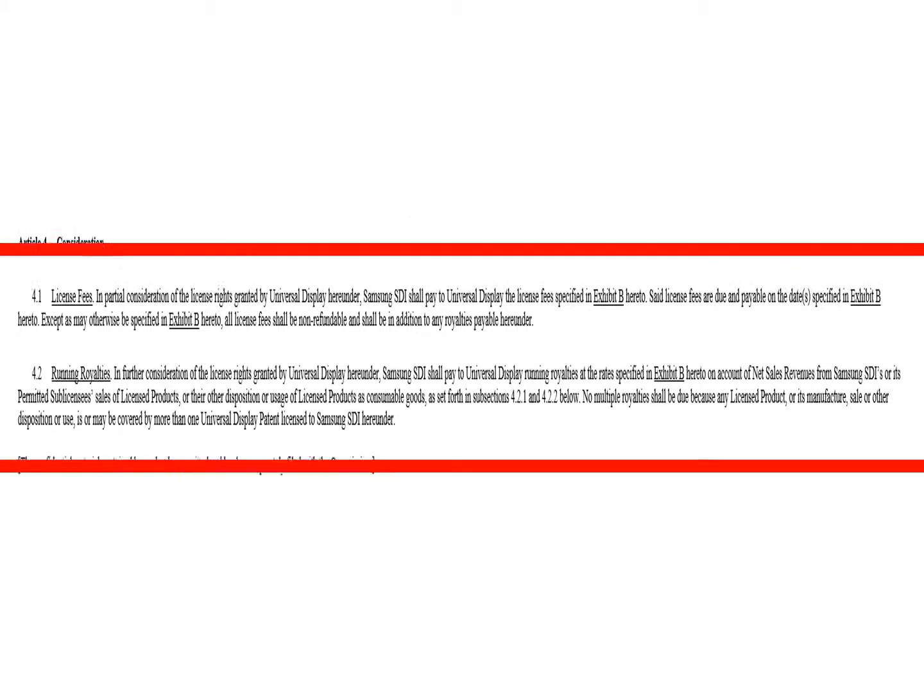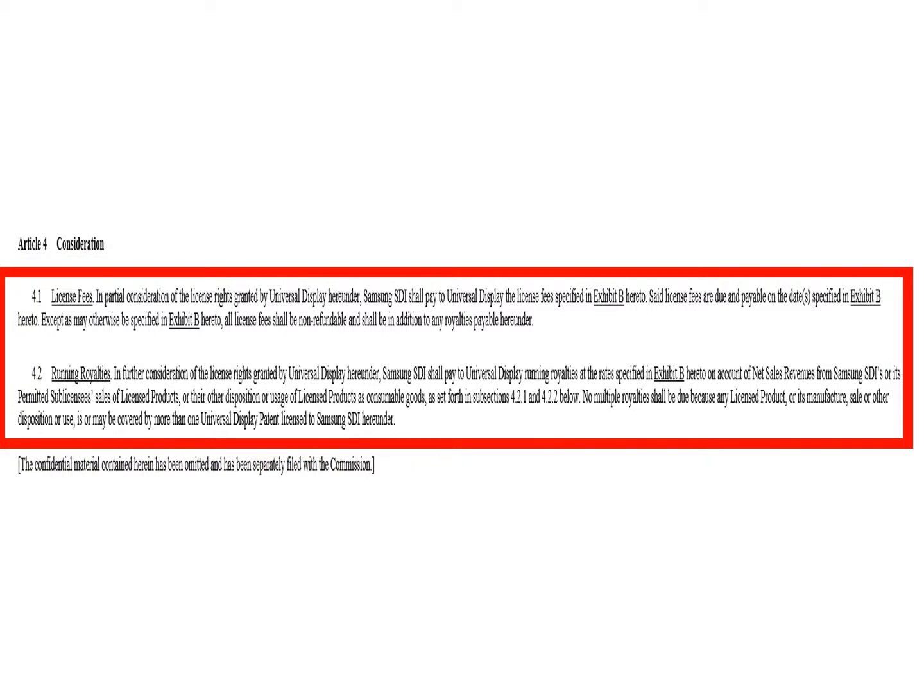Here's the payment stuff. Article 4, consideration. What are you going to pay for all these rights and the limitations? There's a license fee, right? There's basically going to be a fee up front. We don't get the details. It's in Exhibit B, which we don't get access to. But there's something they have to pay, kind of a bare minimum. And then in 4.2, there are running royalties. Royalties based on net sales revenue of these Samsung devices. So it looks like it's kind of a lump sum followed by a variable portion that varies with Samsung's success.